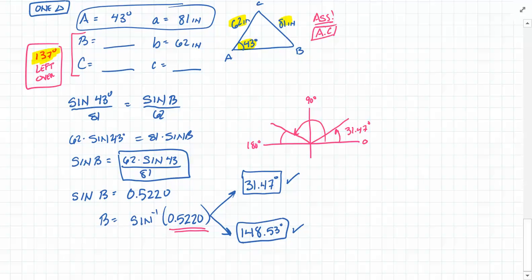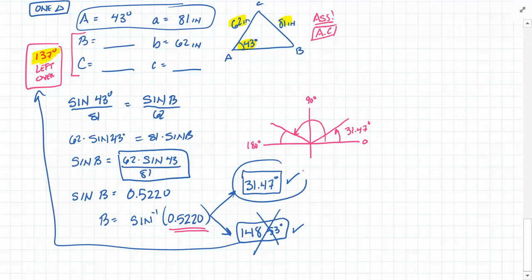Check it out. We only have 137 degrees left over, right? So therefore, can it be the 148.53? No, this one is too big. You would continue on solving with that one only.